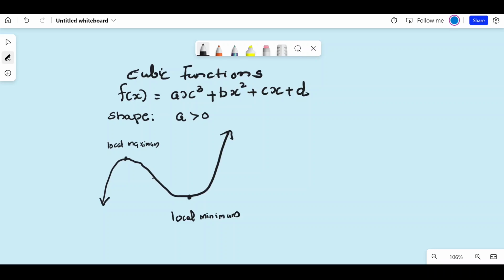Point of inflection is where the concavity changes. This point is called a point of inflection.